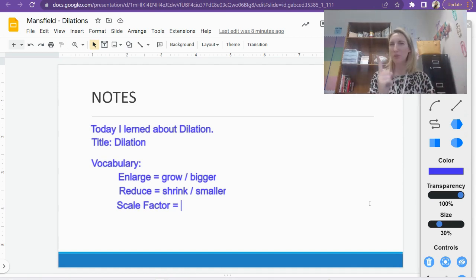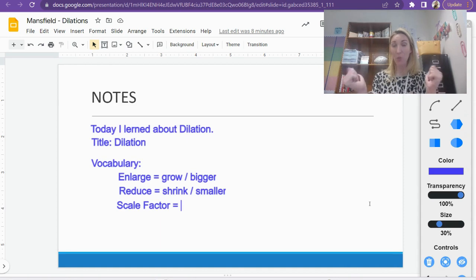Remember translation, the very first one we learned, if it's up, it's positive. If it's down, it's negative. If it's right, it's positive. If it's left, it's negative, right? We were adding and subtracting. Now, in dilation, there's no adding or subtracting, okay? It's only multiplication. Sounds good?